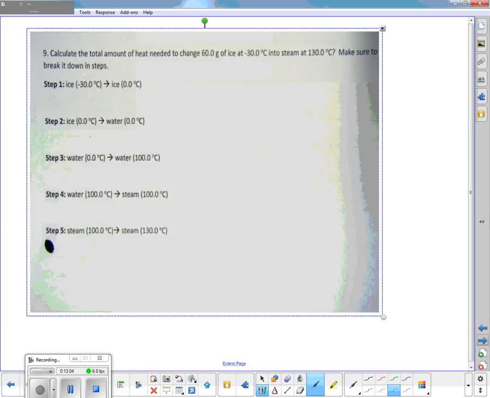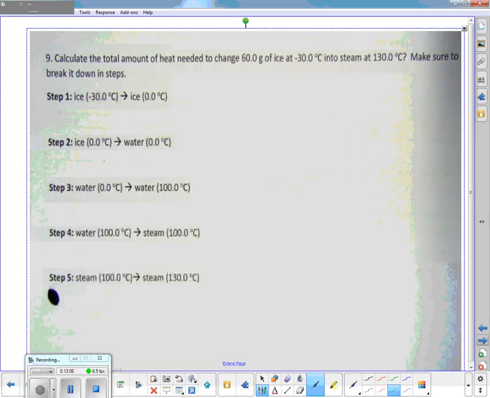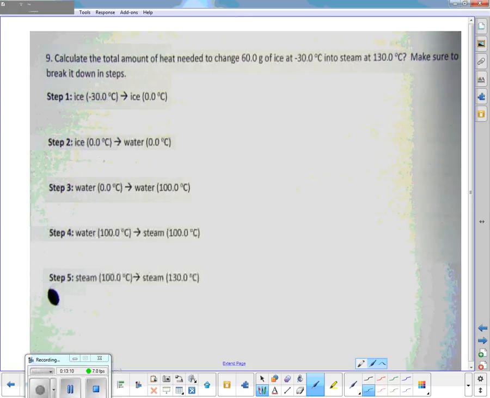Okay, I'm going to draw my little graph again, just as a shortcut up here so I can keep track of where I'm going. I'm here at negative 30. I'm going to 130, and I'm going to put in, here's my 0, and here's my 100. Okay, so the first step is to get the ice up to the temperature where it will melt.